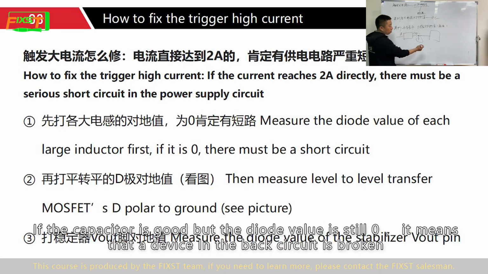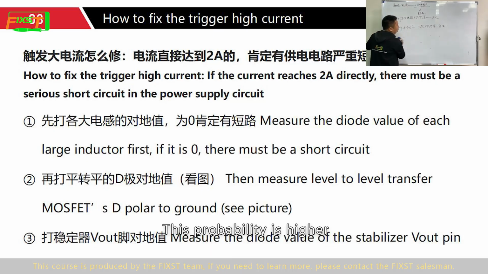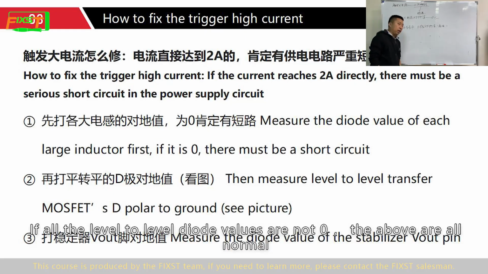If the capacitor is good but the diode value is still zero, it means that the device in the back circuit is broken. If the latter part of the circuit is a hard disk, it is caused by the hard disk. If it is a screen, it may be caused by the screen. This probability is higher. This is the second repair method after triggering. If all the level-to-level diode values are not zero, the above are all normal.